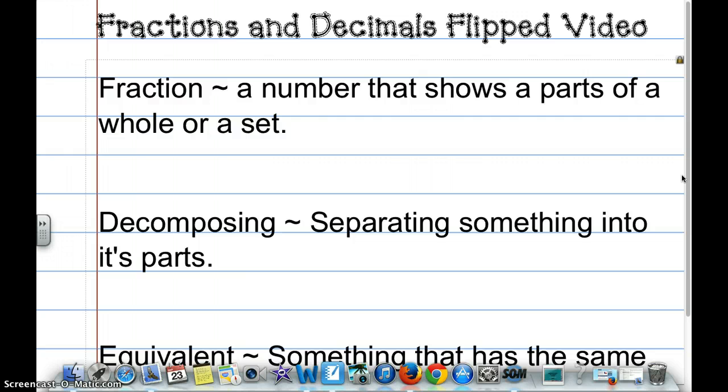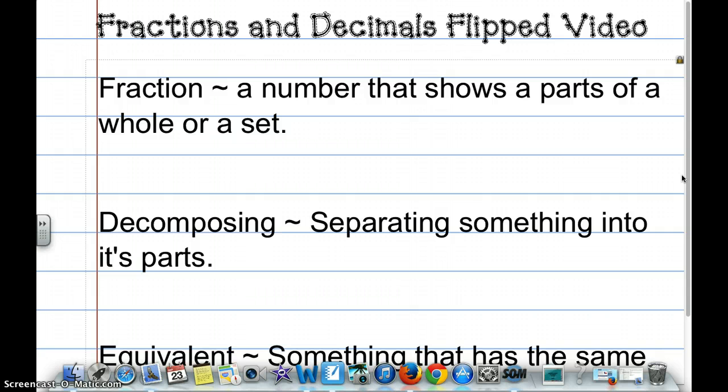First, let's start off with the definition of a fraction. A fraction is a number that shows a part of a whole or a set. Make sure that you write this down on your recording sheet so that you can turn this into your teacher. Remember, you can pause this video at any time, and remember to ask if you have any questions.